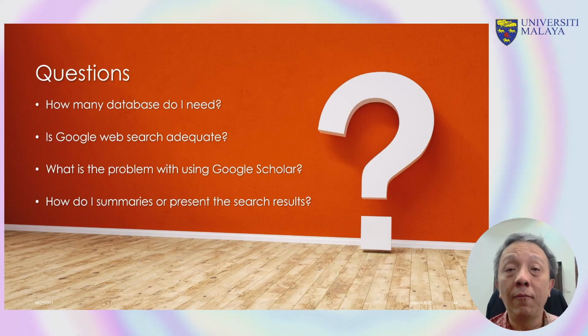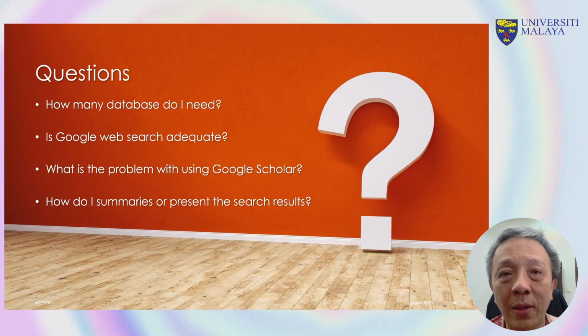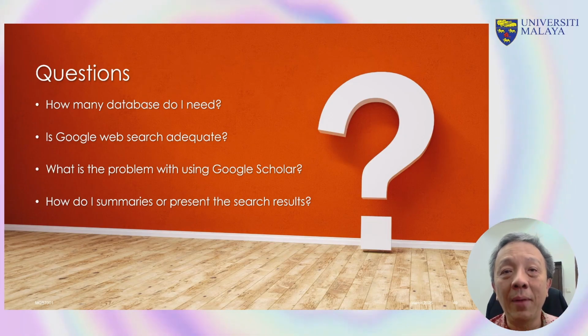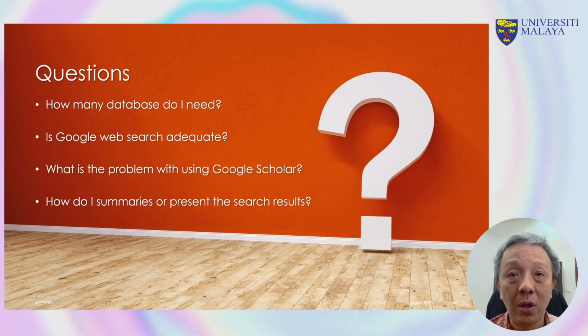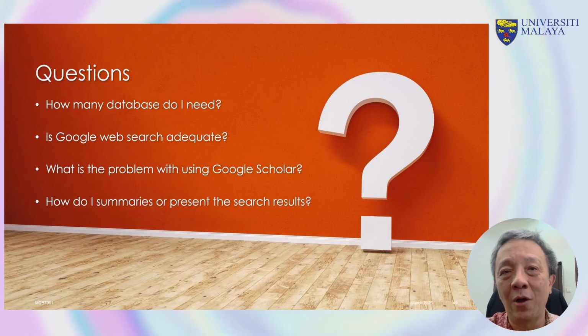So for a good search, you must have at least 2 databases, and the 2 databases that we can recommend are MEDLINE and Scopus, because most of the journals indexed in ISI are also indexed in Scopus.